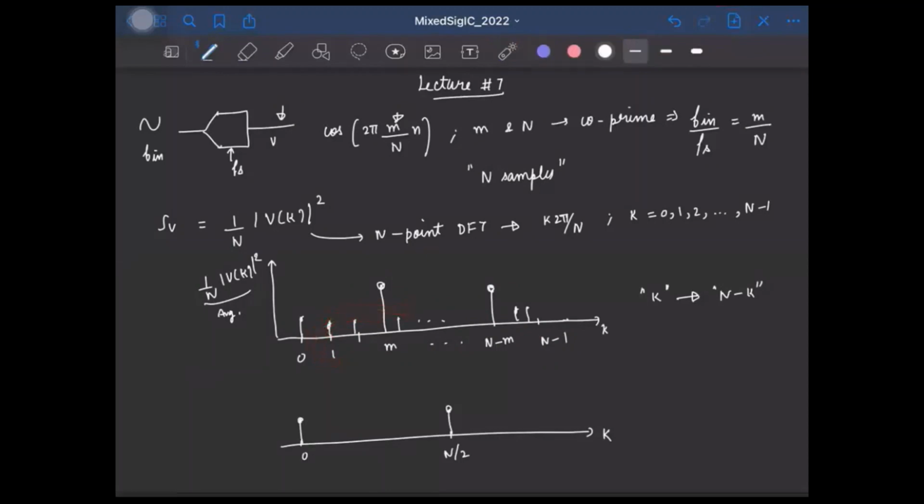Let's say this exactly is my n by 2. Except for bins 0 and n by 2, all the other bins in between will have a corresponding negative frequency component. So except these two bins, the strength of all the other bins will double. So we'll have something like this. This is the one-sided power spectral density.